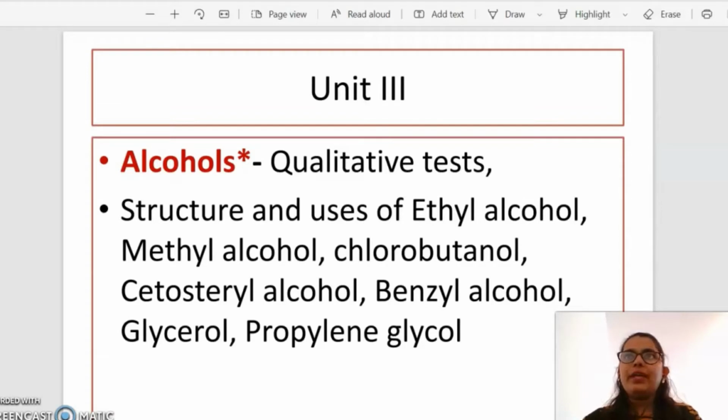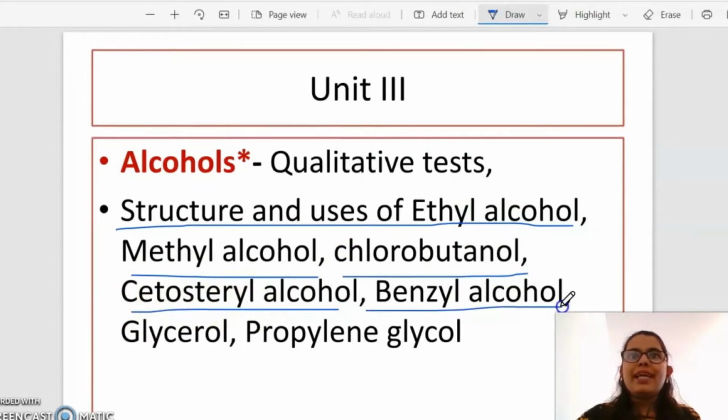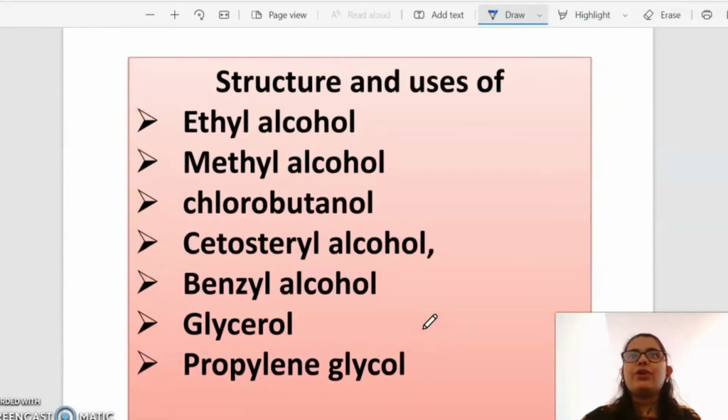Hi everyone, today I am going to discuss with you alcohol and its uses, right? We are going to study alcohol as per the pharmaceutical organic chemistry syllabus. We have the structure and uses of ethyl alcohol, methyl alcohol, chlorobutanol, cetostearyl alcohol, benzyl alcohol, glycerol and propylene glycol. Okay, so these are the different types of alcohols you have for the study. Let's get started with the structure and uses. We will see the structure of the molecule as well as the uses of the compound.